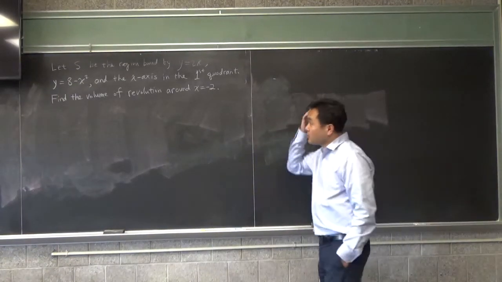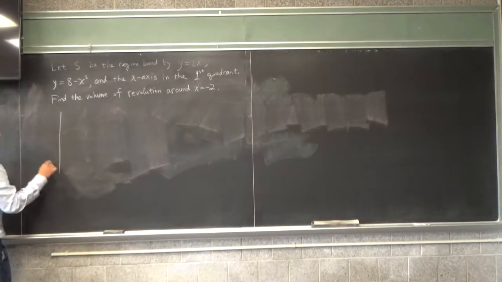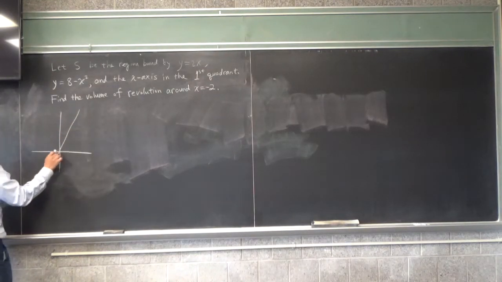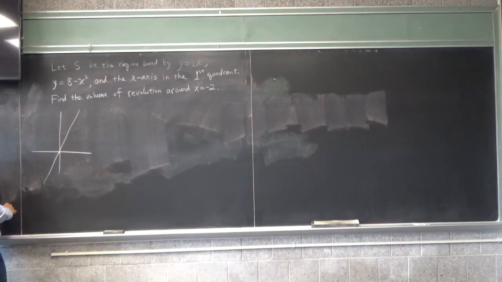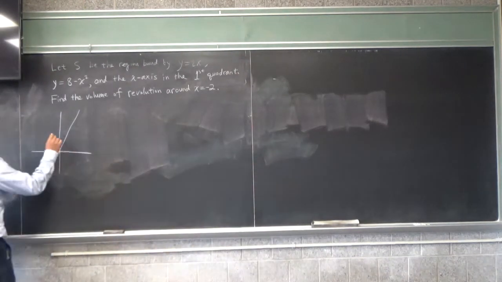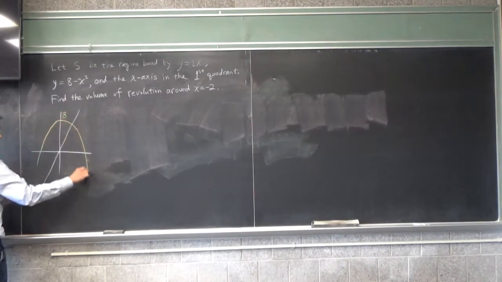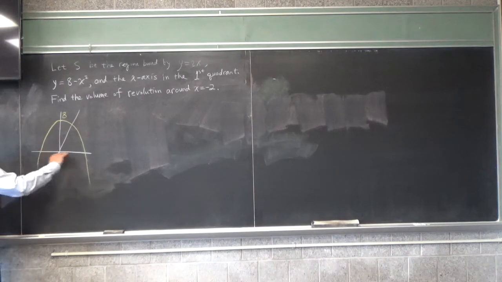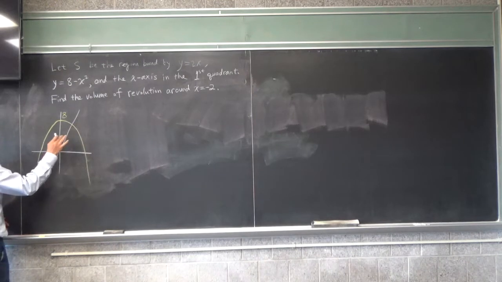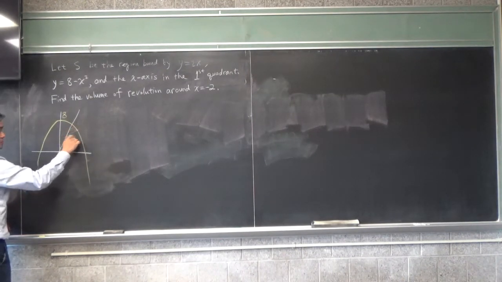Here we have the region S bounded by y equals 2x, which is a straight line with slope 2, y equals 8 minus x squared, which is an upside-down parabola with y-intercept 8, and the x-axis in the first quadrant. So the region bounded by these is this one.